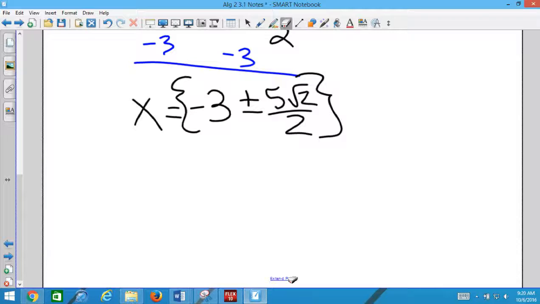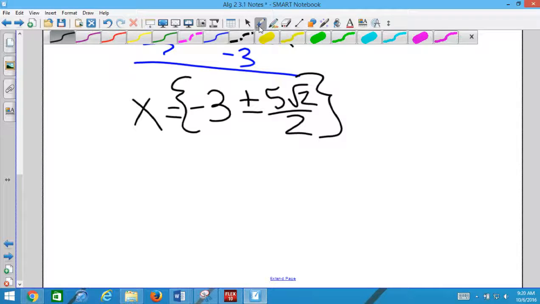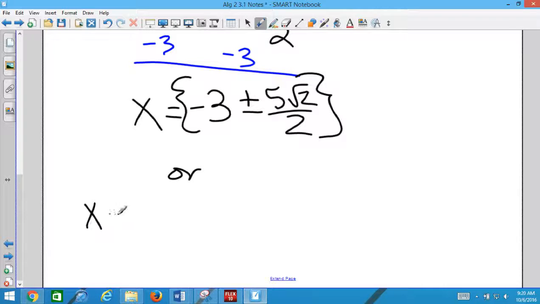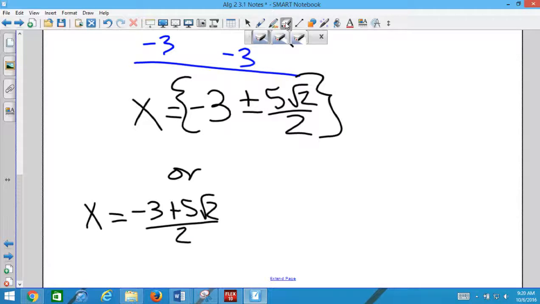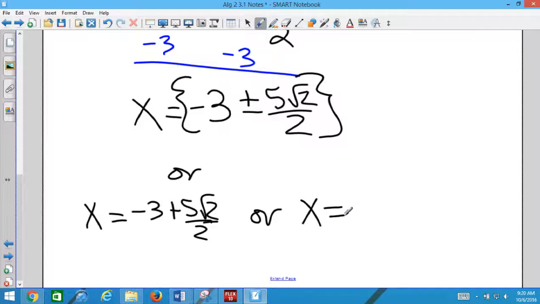And then I'm going to show you the other way you could write the answer if you wanted to, but I wouldn't write it this other way. You could also write x equals negative 3 plus square root of 5 square root of 2 over 2. Nope, messed that up. Sorry. Or x equals negative 3 minus 5 square root of 2 over 2. So that would be the other way of writing the answer, but I would prefer this method with the squiggly brackets.